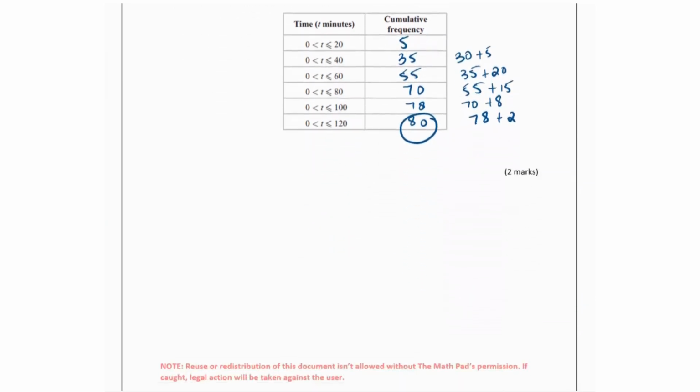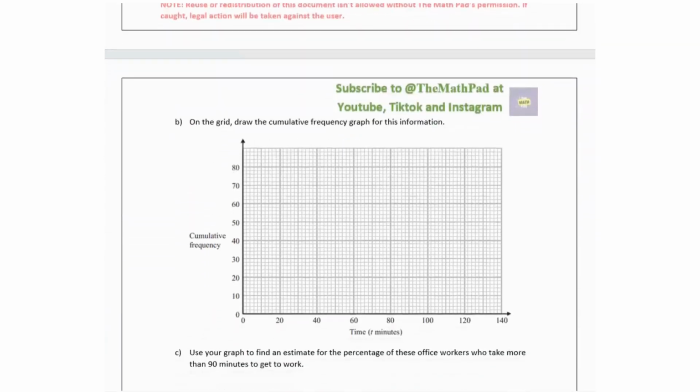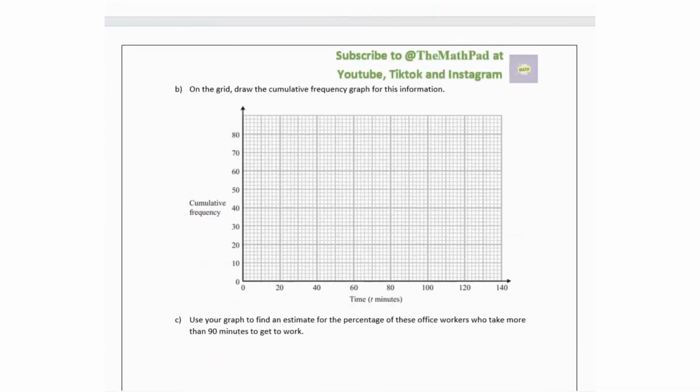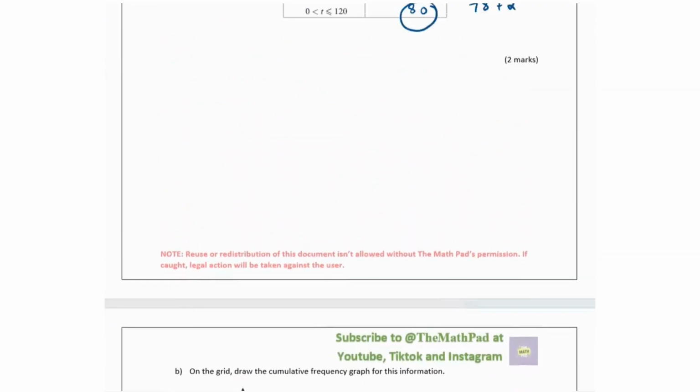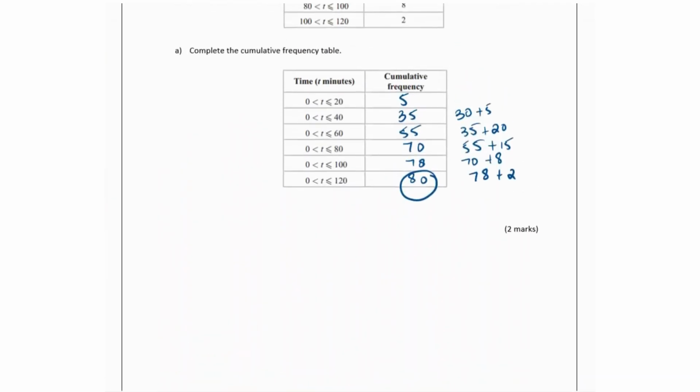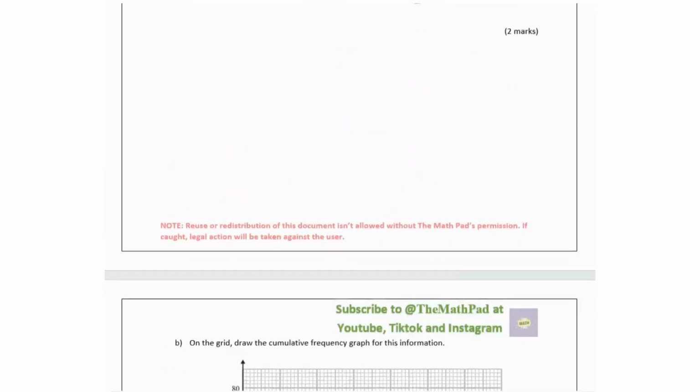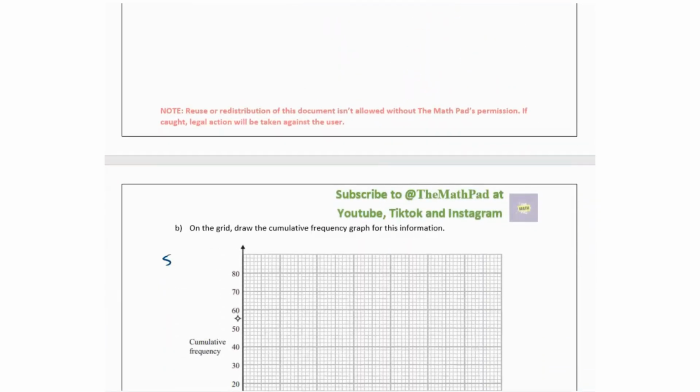Then they're asking us to plot those values on the graph. So let's write down the values first. We have 5, 35, 55, 70, 78, and 80, if I'm not wrong.